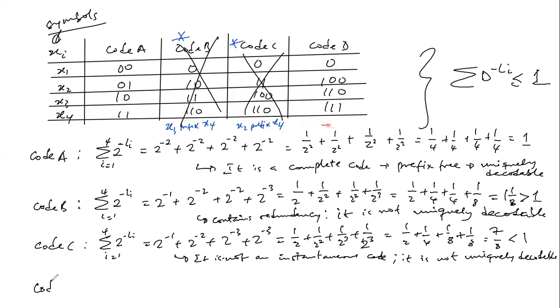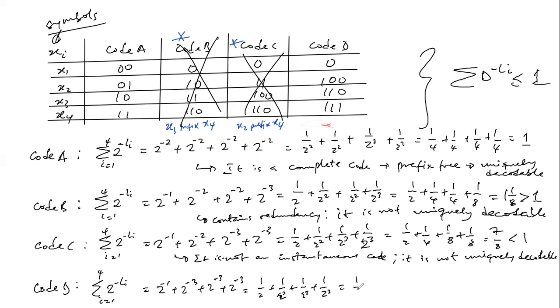Now, let us look at code D. So we have sigma i taking 1 to 4, 2 to the power of minus l sub i. So this is going to give us 2 to the power of minus 1 plus 2 to the power of minus 3 plus 2 to the power of minus 3 plus 2 to the power of minus 3. So this is going to give us 1 over 2 plus 1 over 2 to the power of 3 plus 1 over 2 to the power of 3 plus 1 over 2 to the power of 3, which is 1 over 2 plus 1 over 8 plus 1 over 8 plus 1 over 8. And this is going to give us 1.